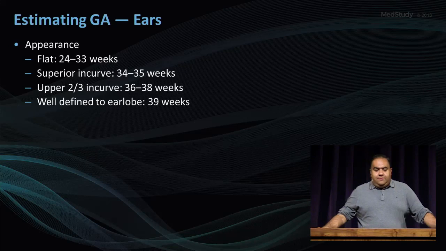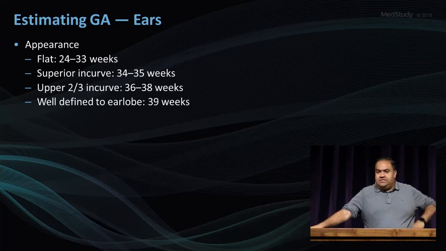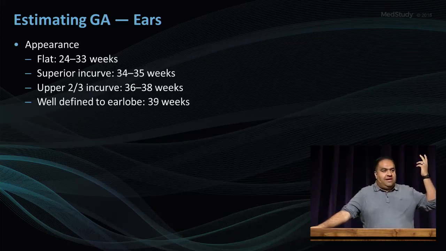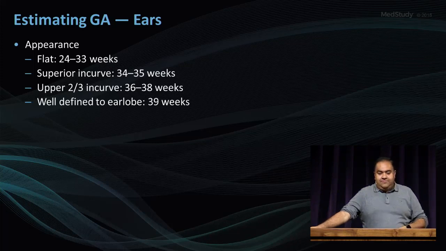Ears: the appearance, usually they're flattened against the head at about 24 to 33 weeks. And the thing about the ears is you want to look at the elastic recoil. So when you fold the ear down, does it pop? If you take your ear and fold it over, it usually pops back into place. In premature infants, particularly when they're really premature, you'll hold it and it just stays flattened, like you folded a piece of paper. Superior incurve is about 34 to 35, upper 2/3 at 36 to 38, and you get a well-defined earlobe by about 39.